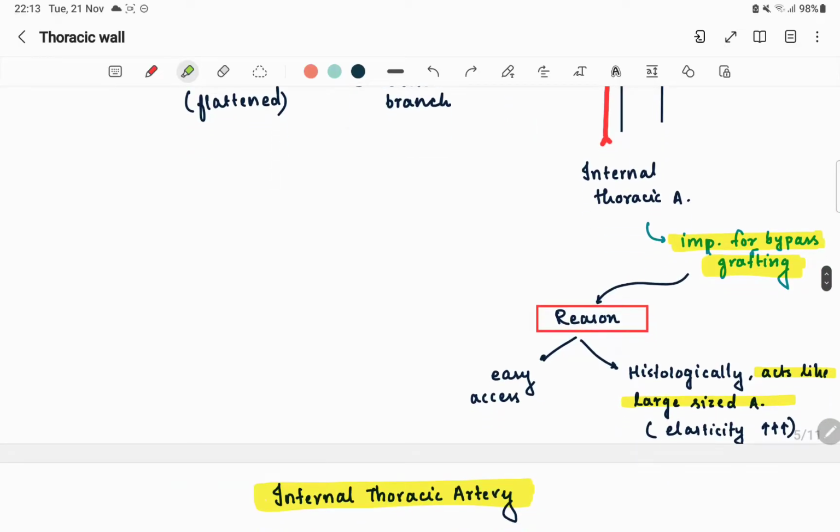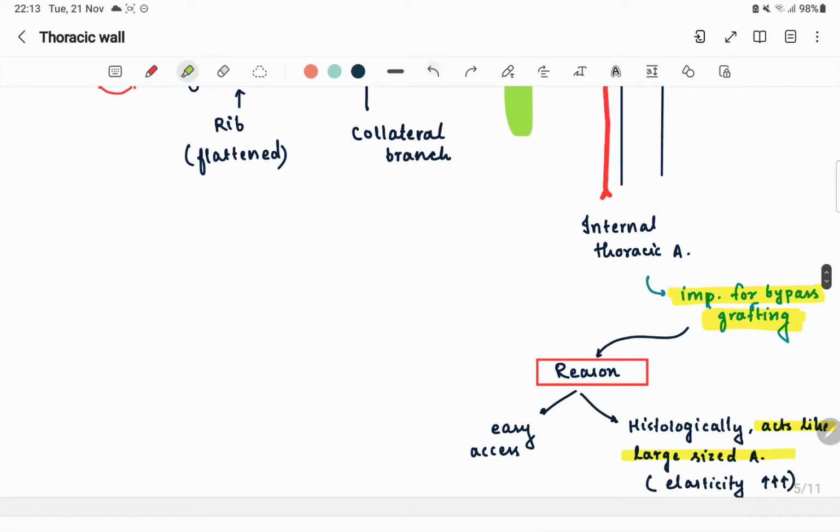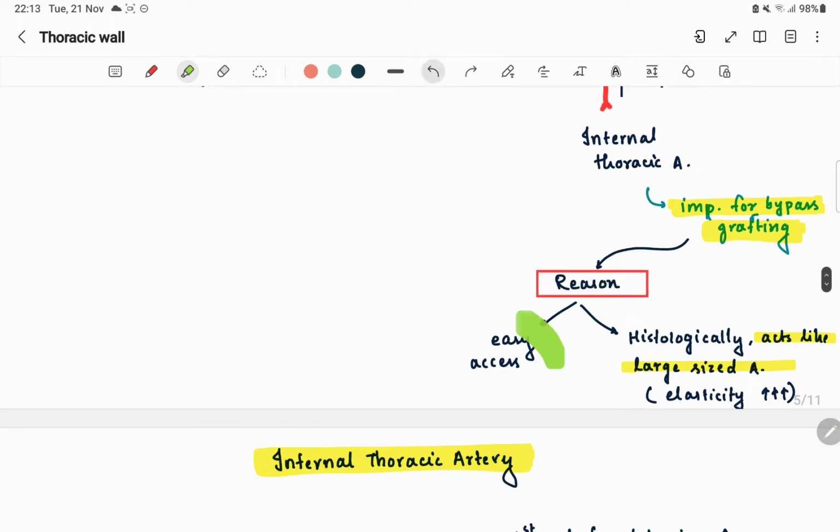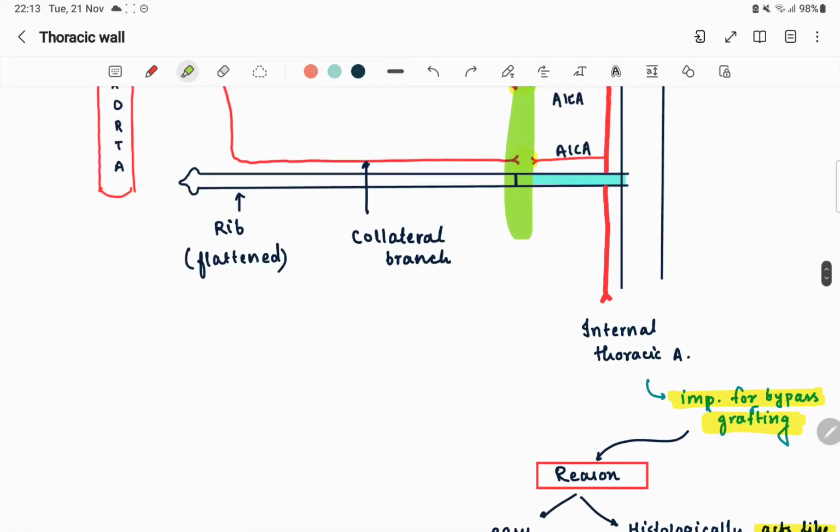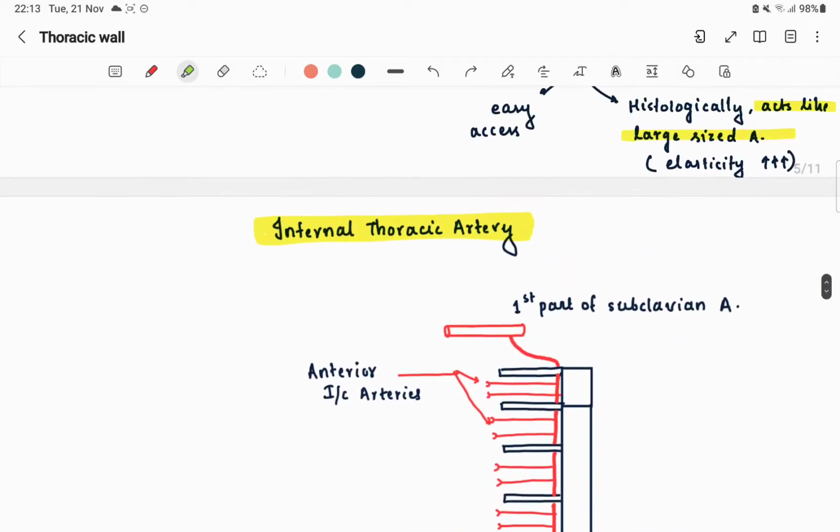Okay, so here is the important fact that the internal thoracic artery is important for bypass grafting. Why? Because histologically it acts as a large sized artery. It is not a large sized artery, but histologically it acts as a large sized artery, that is, it has high elasticity. So it is important for the bypass grafting.